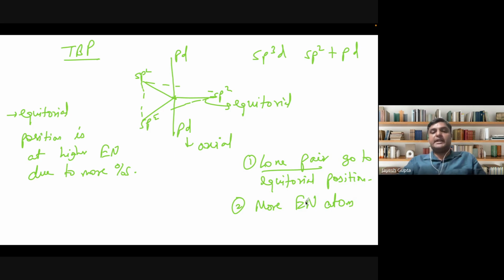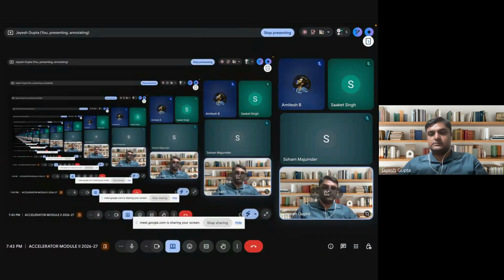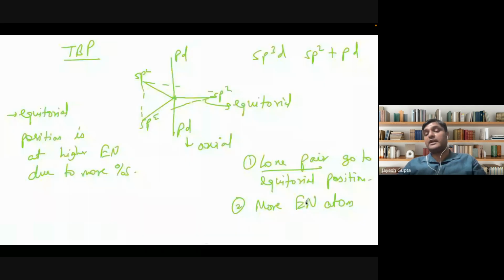More electronegative atom will go where? Equatorial or axial? Can you tell which position is in dire need of electronegativity out of equatorial and axial? Where is the importance of electronegativity more, in equatorial or axial? Out of equatorial or axial, which position is in dire need of electronegativity? Which has more importance for electronegativity?